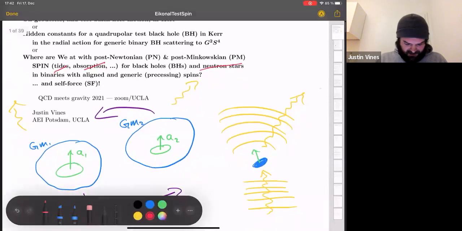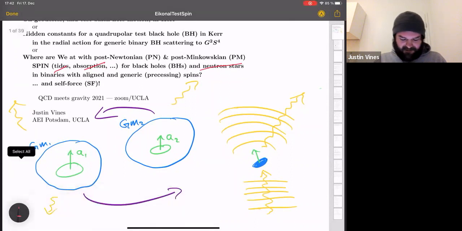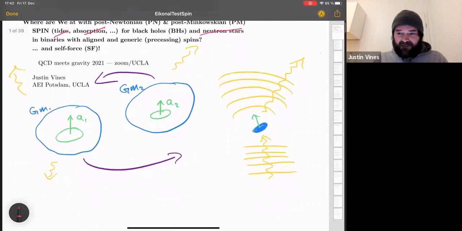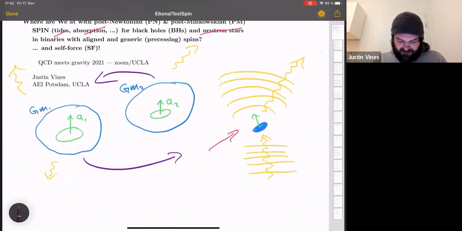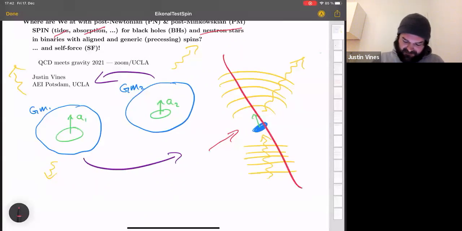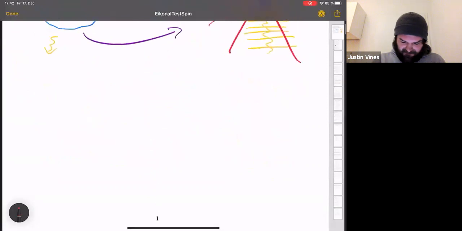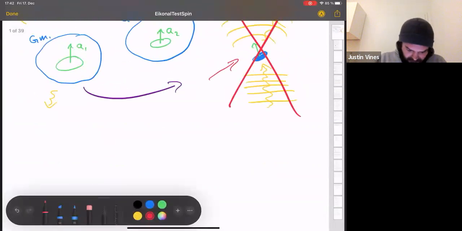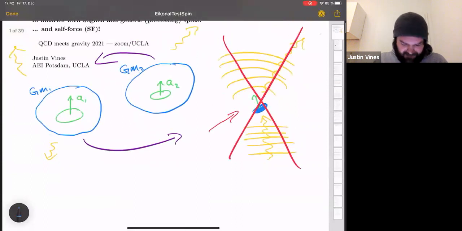Here are some pictures of a binary. And another fun thing, besides gravitational waves coming out of black hole binaries or scattering black holes, it's also fun to think about scattering gravitational waves off of a spinning black hole. I wish I also had time to talk about that, but no time to talk about that very interesting thing.